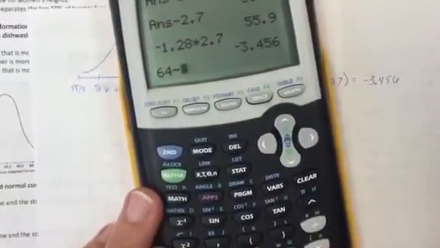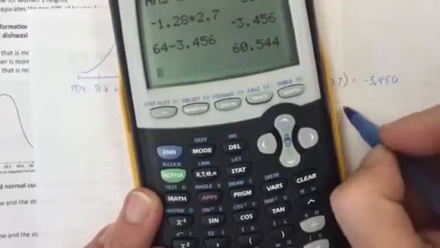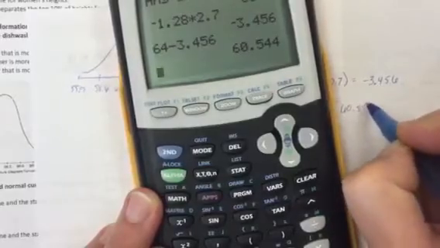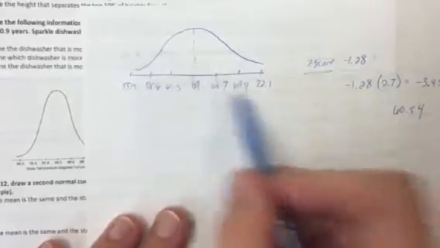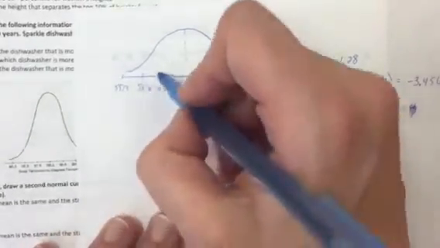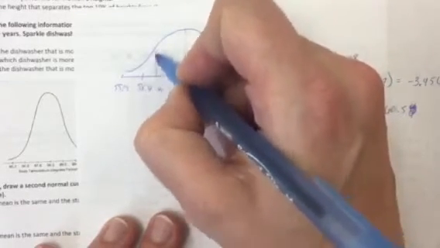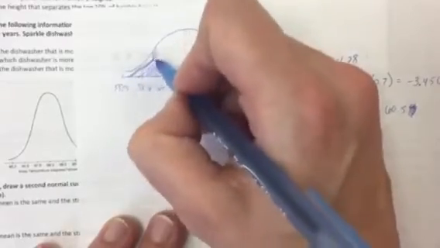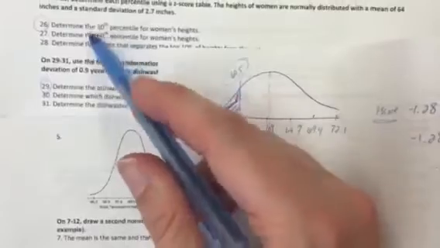So now I just need to go down that far. 64 minus 3.456, and that is 60.54, and I'll just stop there. So really, this is all rounded to the nearest tenth, so we'll just say 60.5. So 60.5, right around here, this is about the 10th percentile, right here at 60.5. All right. Okay, you do 27 and 28 on your own.